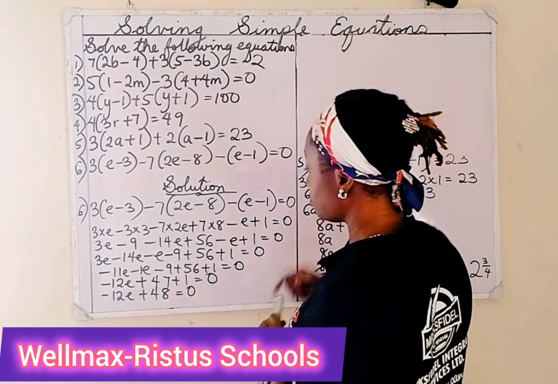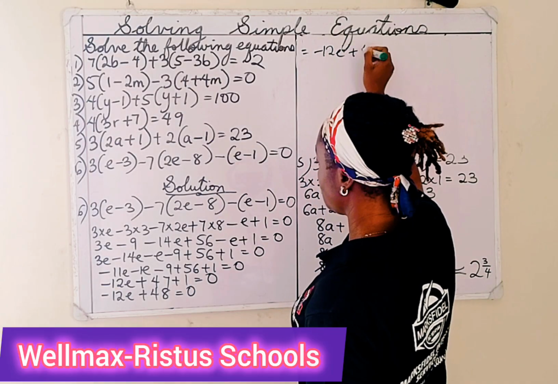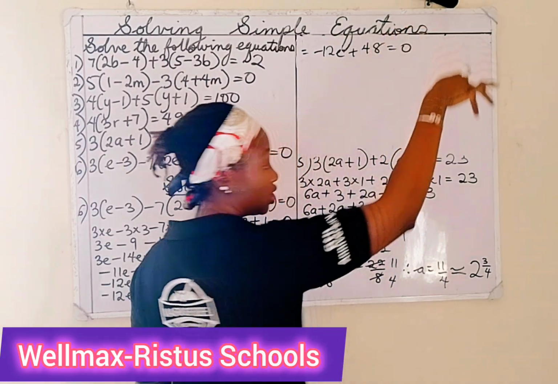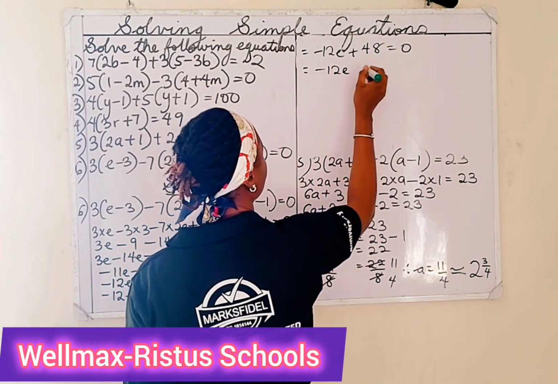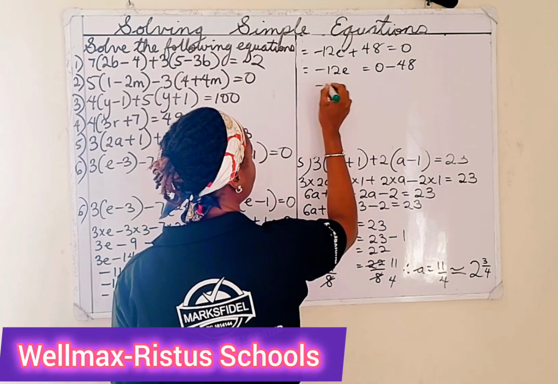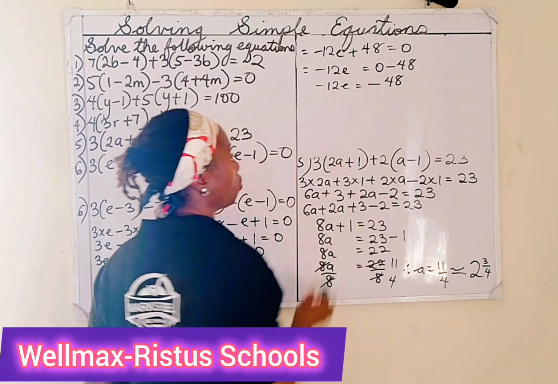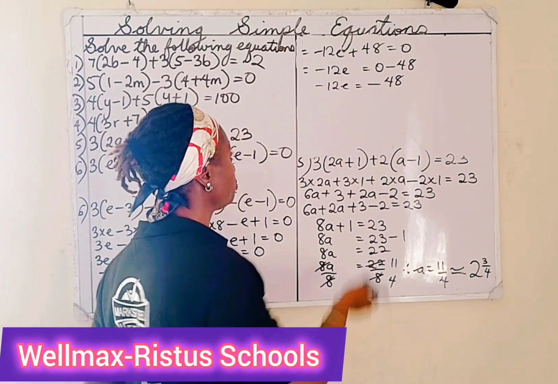So from here, we have minus 12e plus 48 equals 0. So plus 48 will move to the other side and then becomes minus 12e equals 0 minus 48. So we'll have minus 12e equals minus 48. Then I'm going to divide both sides by minus 12.